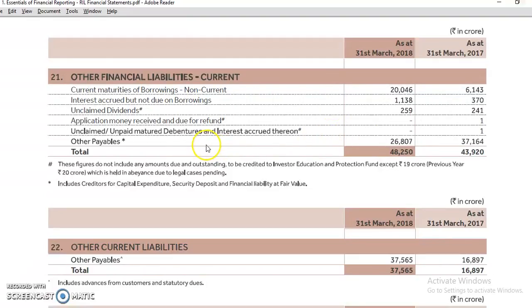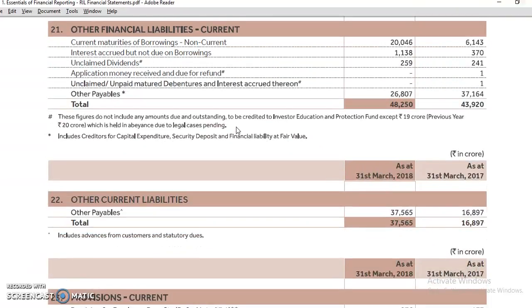Now what are the other payables? The 26,000 includes creditors for capital expenditure, security deposits, and financial liabilities at fair value. As a user of financial statements, you need to be able to see the detail of this money, because it is quite significant compared to the other numbers. Unfortunately, the financial statements would not give more than these details.